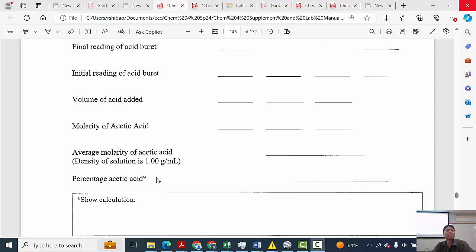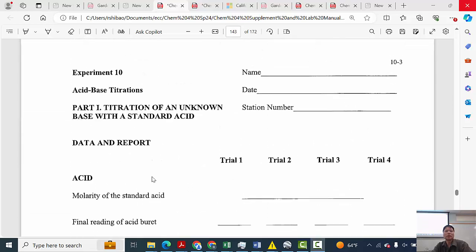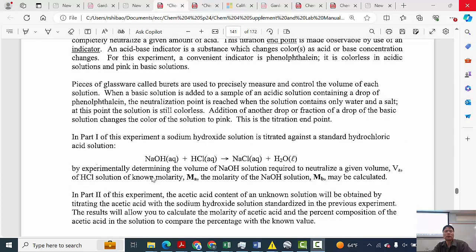And so you have to figure out how many grams of acetic acid, how many grams of solution, pure acetic acid versus acetic acid solution, and then times it by 100%. You'll need some additional information for this calculation, so take a look at what they say here in the procedure.